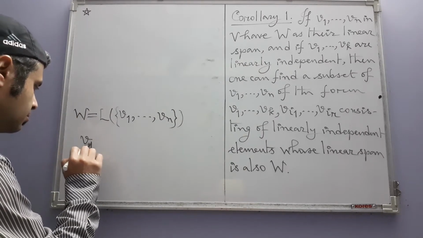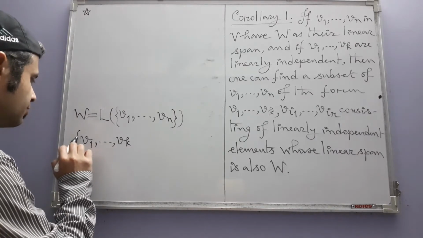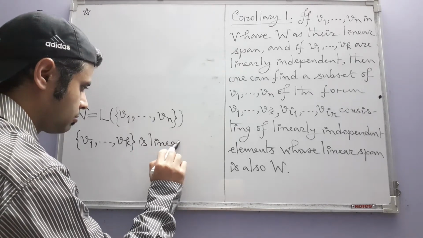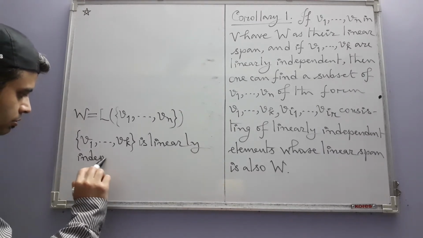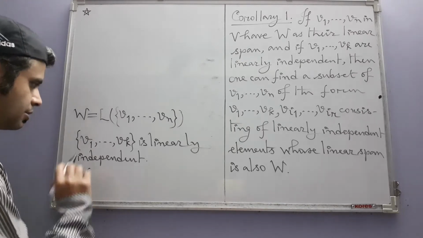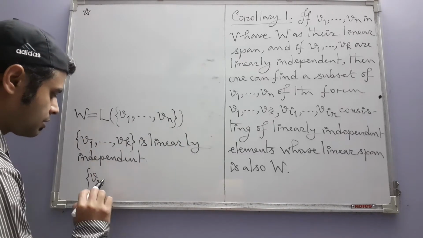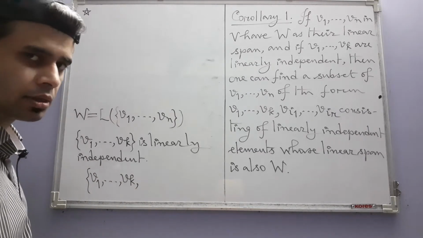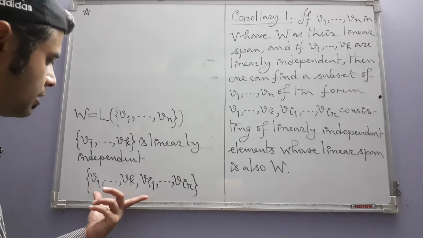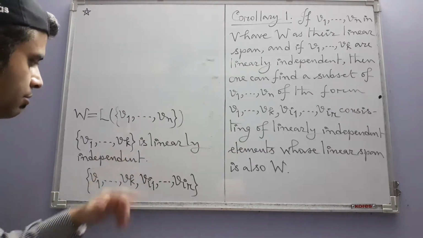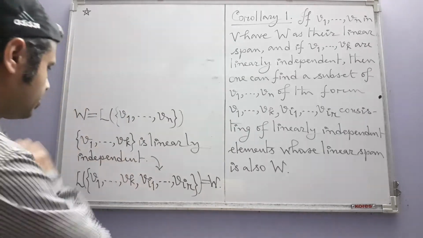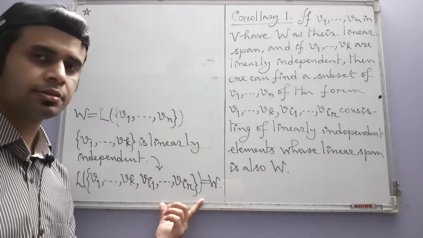It is now given that this subset of this original set consisting of the first k vectors is linearly independent. Then one can find a subset of this one again, of this form, where those first k vectors are there and possibly some other vectors, such that this new set is also linearly independent, just like this one, and its linear span is still that original W. We have to show that such a set exists.